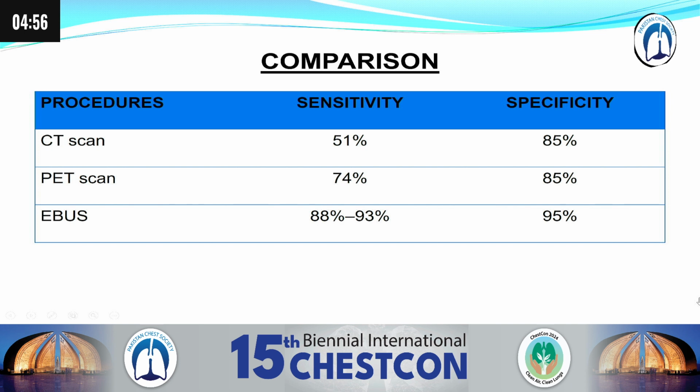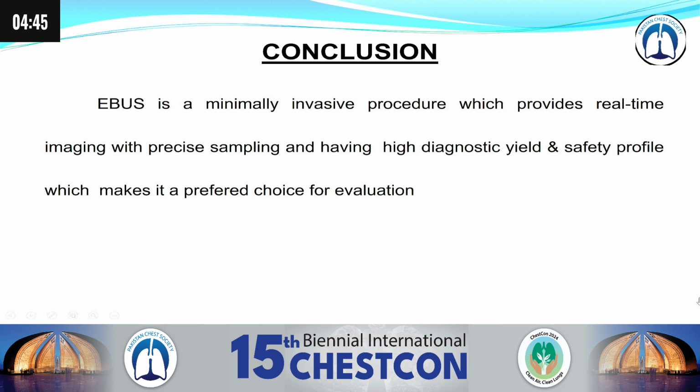As compared to CT alone and PET scan, EBUS has a high diagnostic yield. It has a specificity of 95%. It has an advantage over mediastinoscopy in that it doesn't require general anesthesia, and it is a minimally invasive procedure which provides real-time imaging, and precise sampling can be done. It has high diagnostic yield and safety profile, which make it a preferred choice for evaluation.